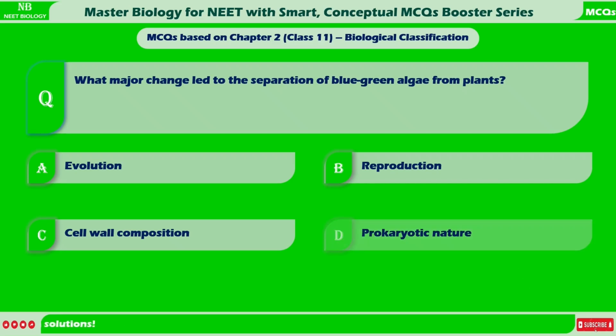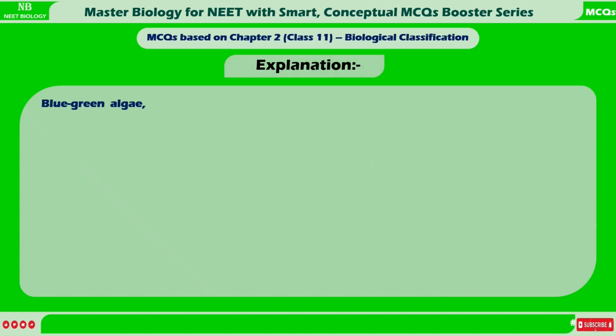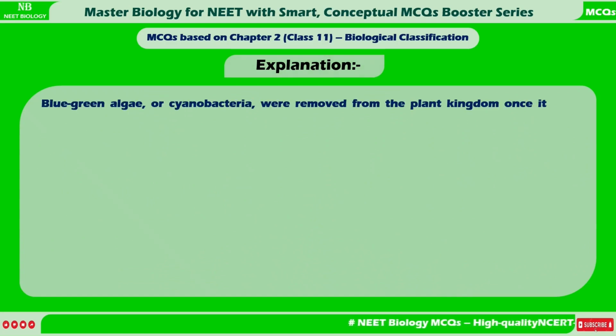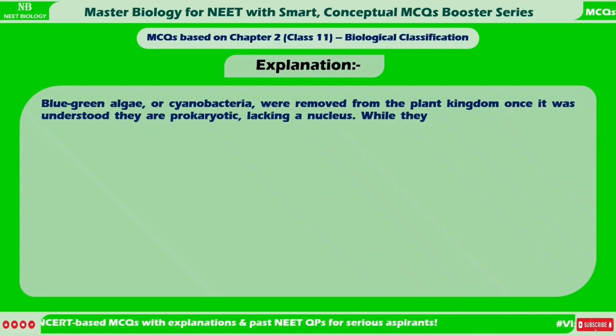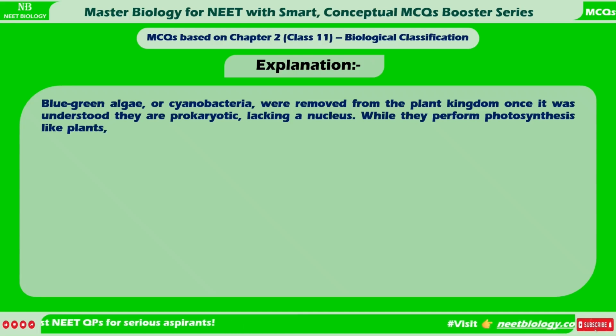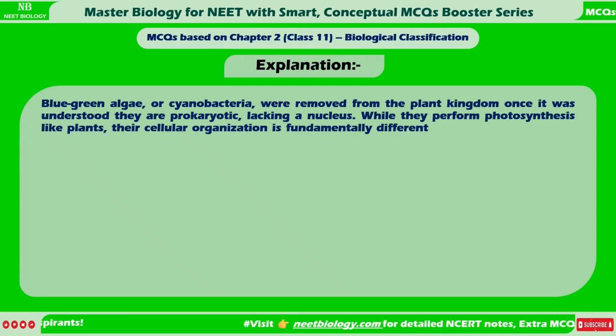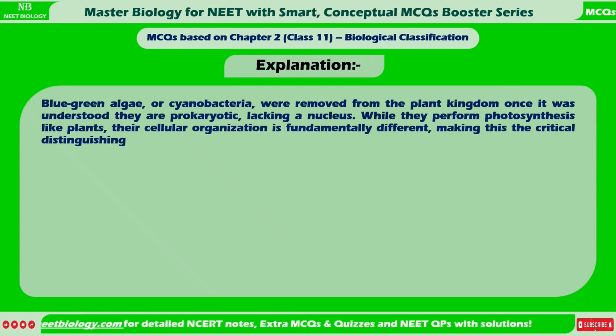Correct answer is D. Prokaryotic nature. Explanation: Blue-green algae, or cyanobacteria, were removed from the plant kingdom once it was understood they are prokaryotic, lacking a nucleus. While they perform photosynthesis like plants, their cellular organization is fundamentally different, making this the critical distinguishing factor.